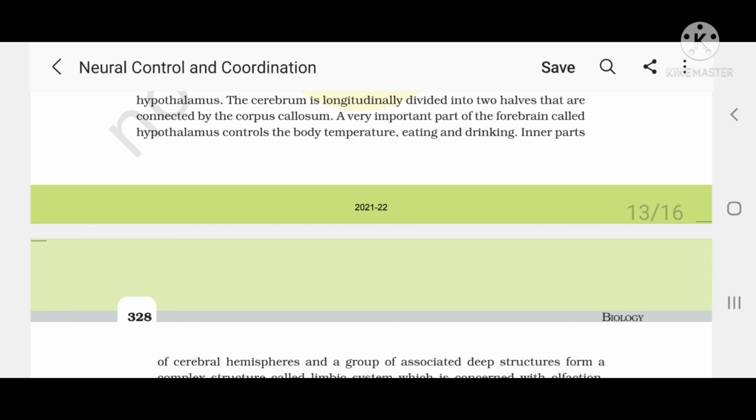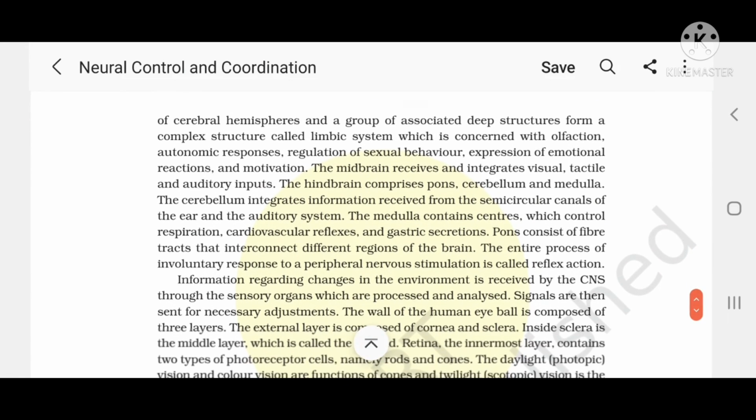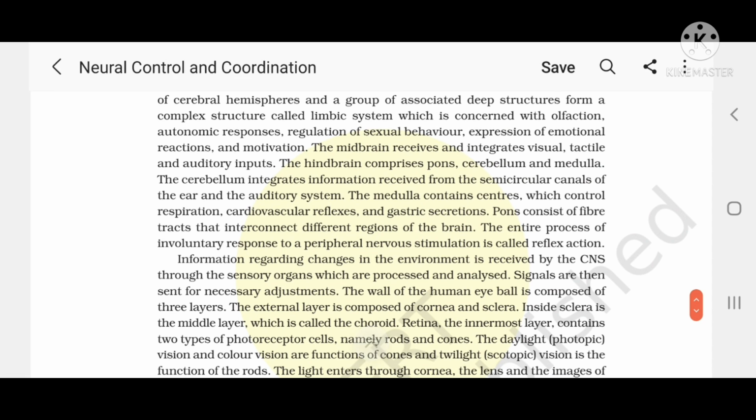Inner parts of the cerebral hemisphere and a group of associated deep structures form a complex structure called the limbic system, which is concerned with olfaction, autonomic responses, regulation of sexual behavior, expression of emotional reactions, and motivation. The midbrain receives and integrates visual, tactile, and auditory inputs. The hindbrain comprises pons, cerebellum, and medulla. The cerebellum integrates information received from the semicircular canals of the ear and the auditory system.